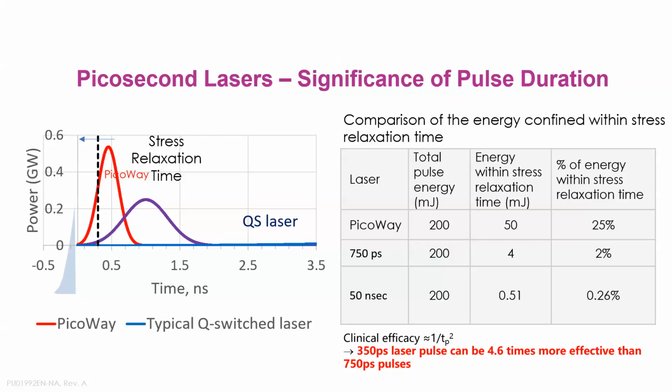So it's really critical, particularly when you're treating pigment, to be using very short picosecond pulses, because then we're delivering much more of that energy in that stress relaxation time, and therefore giving us that true acoustic effect. And if you then think about a 350 picosecond pulse, this can actually be over 4.5 times more effective than the 750 picosecond pulse, because of the amount of that pulse that's sitting in that acoustic range.